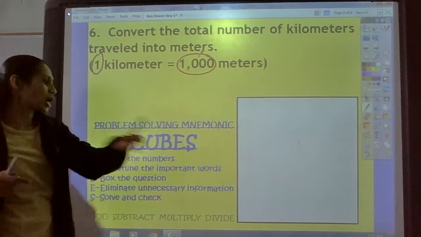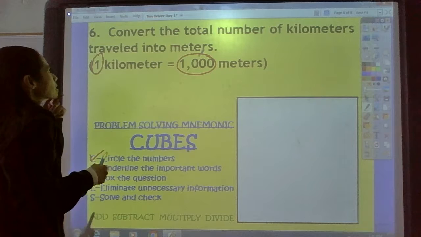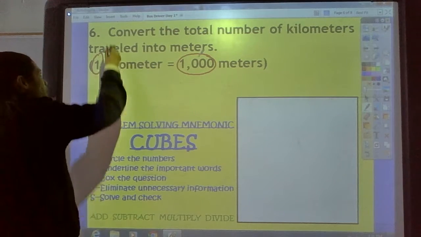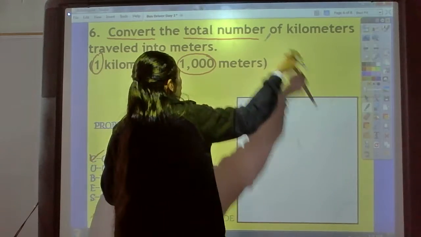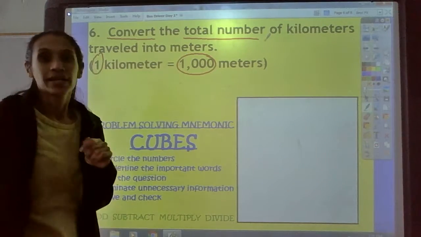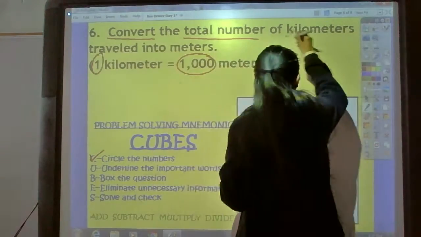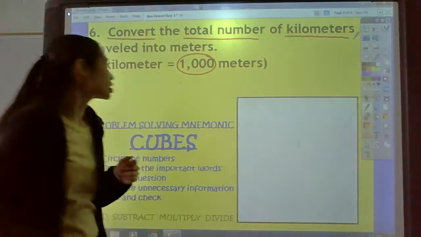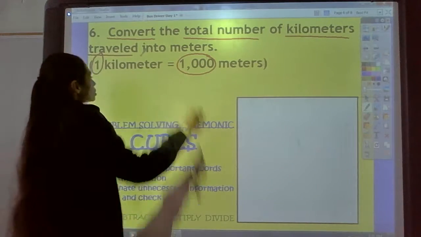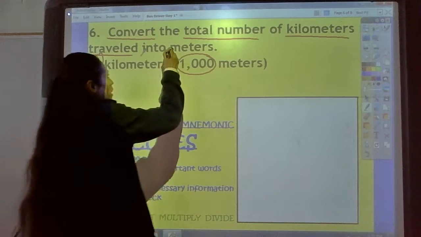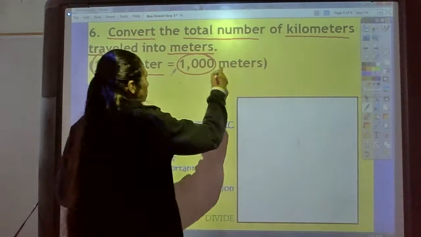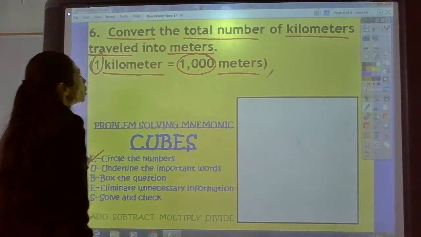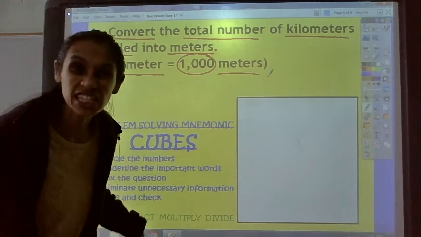Next, we underline the important words. Say some important words for me. We have convert. We have total number. What else do you see? Kilometers. Bam, right there. What else do you see? Traveled. Meters. Kilometer. Meters. Okay, we almost underlined everything because everything's important.